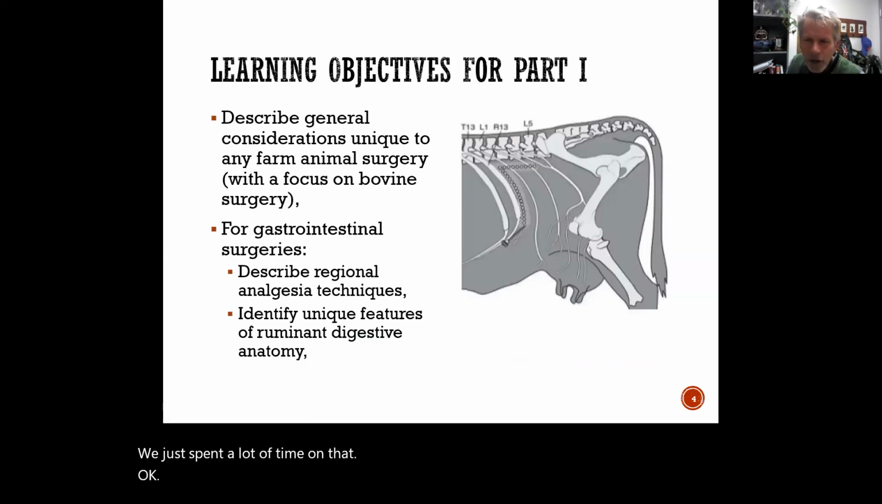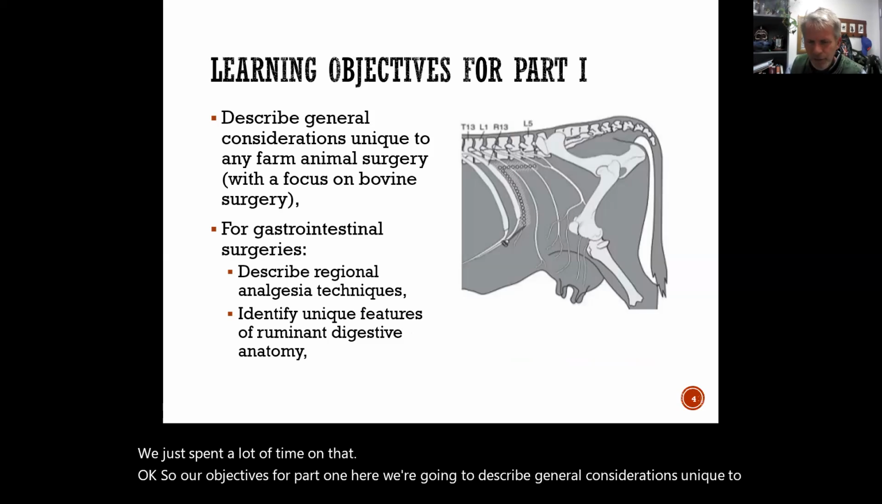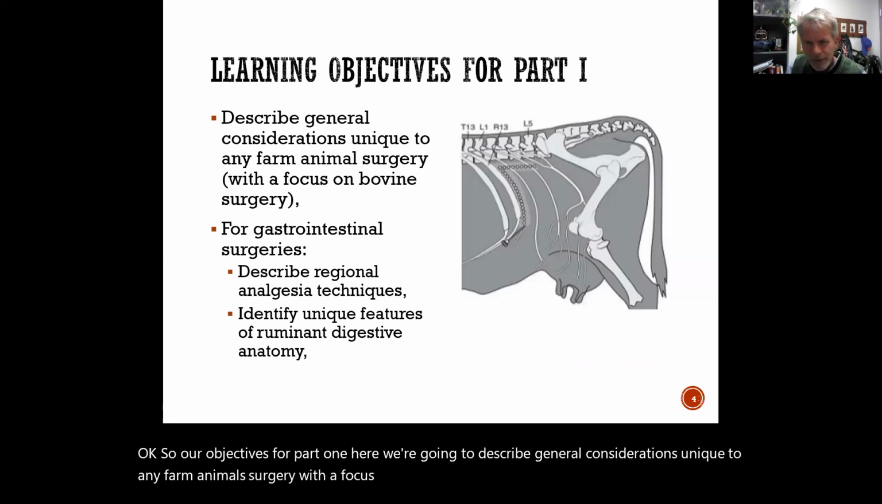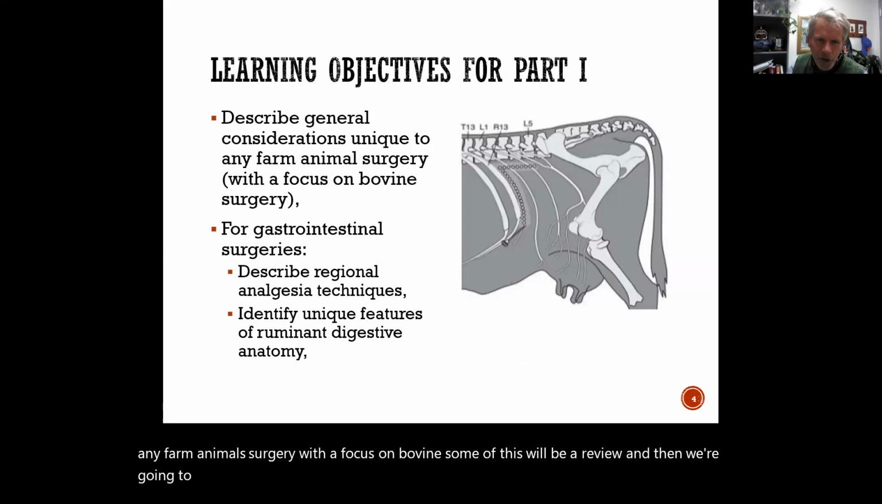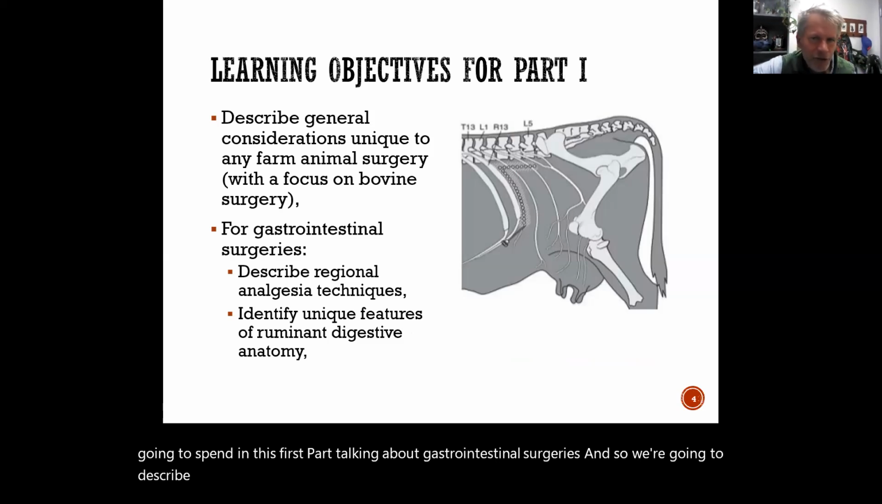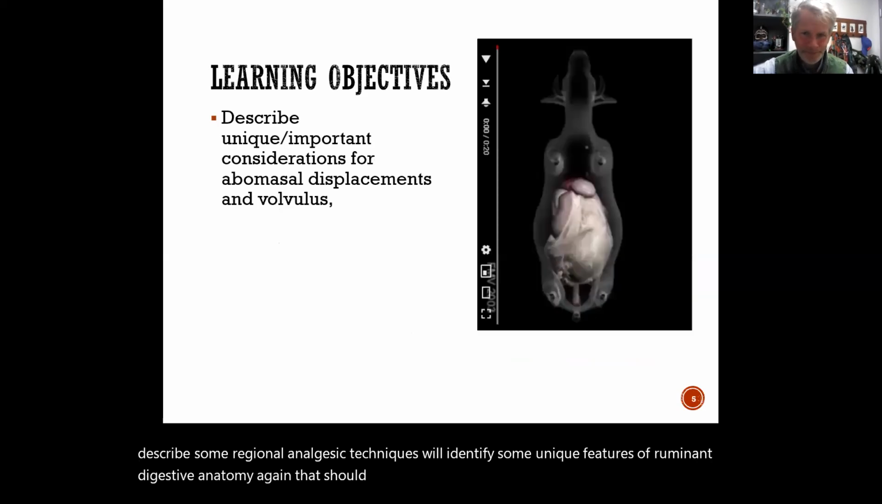Okay, so our objectives for part 1 here, we're going to describe general considerations unique to any farm animal surgery, with a focus on bovine. Some of this will be a review. And then we're going to spend this first part talking about gastrointestinal surgeries. So we're going to describe some regional analgesic techniques. We'll identify some unique features of ruminant digestive anatomy. Again, this should be a little bit of a review.